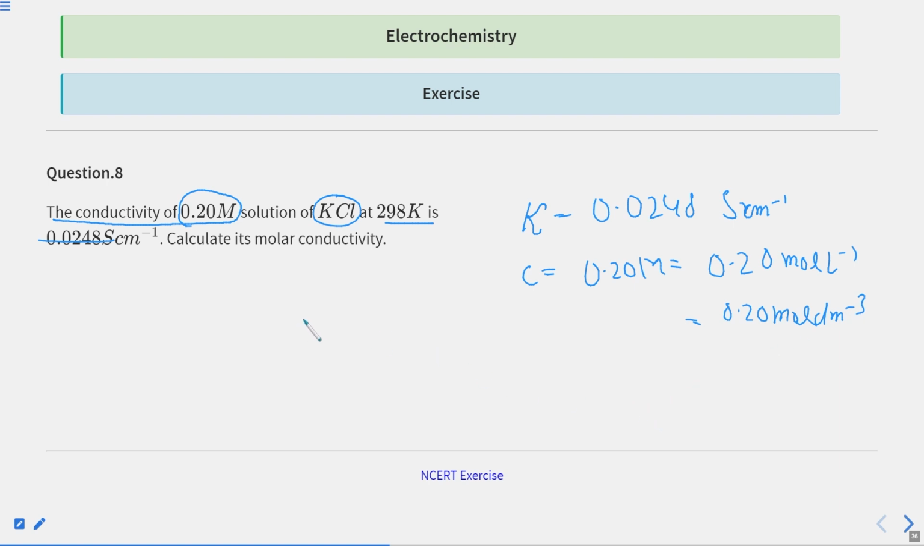So we will now see this importance. I have shown you the formula, what you have to calculate. You have to calculate the molar conductivity. We know the formula, lambda equals kappa by c. What is kappa here? Kappa is given as 0.0248 Siemens per centimeter.